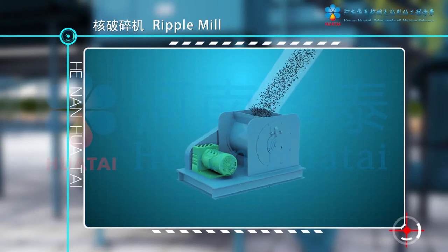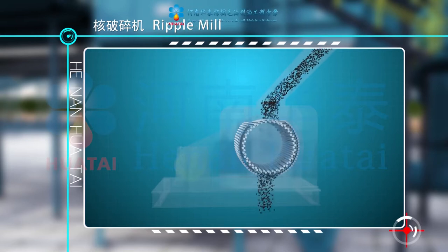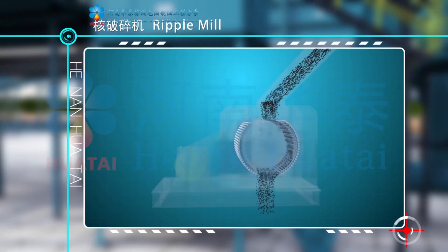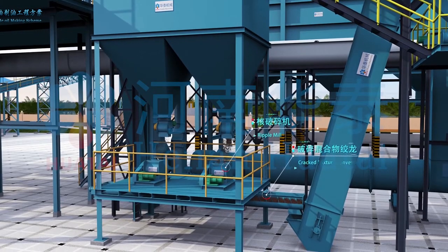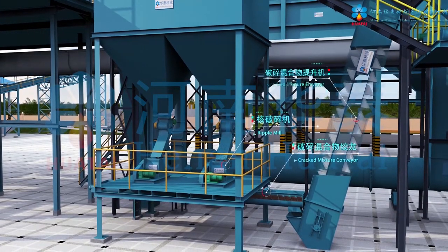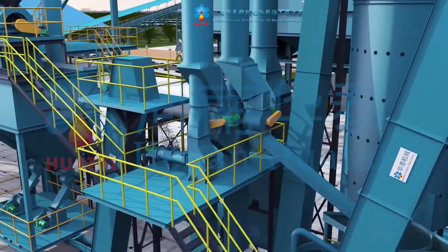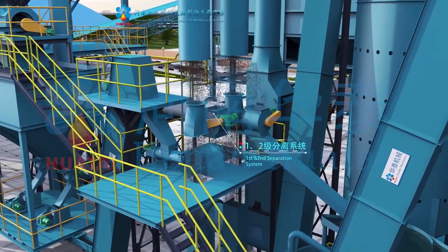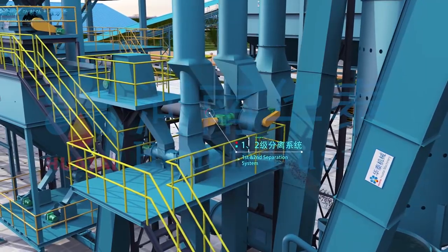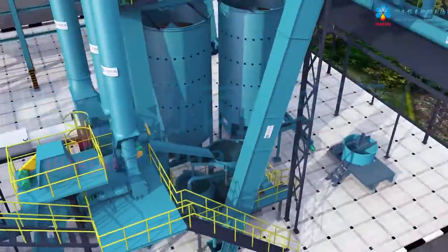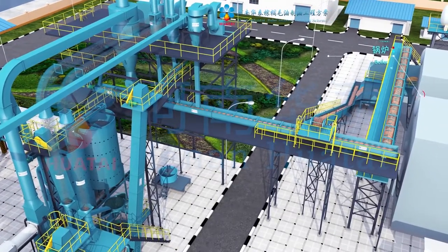Nut enters the cracker, utilizing relative motion between cracking rollers and cracking wall. Crack nut and guarantee the integrity of the kernel. Cracked nuts are separated into shell and kernel. Adopt the cracked mixture conveyor and cracked mixture elevator to convey to the first and second separation system, relying on wind power to separate shell out. And convey to the boiler as fuel.